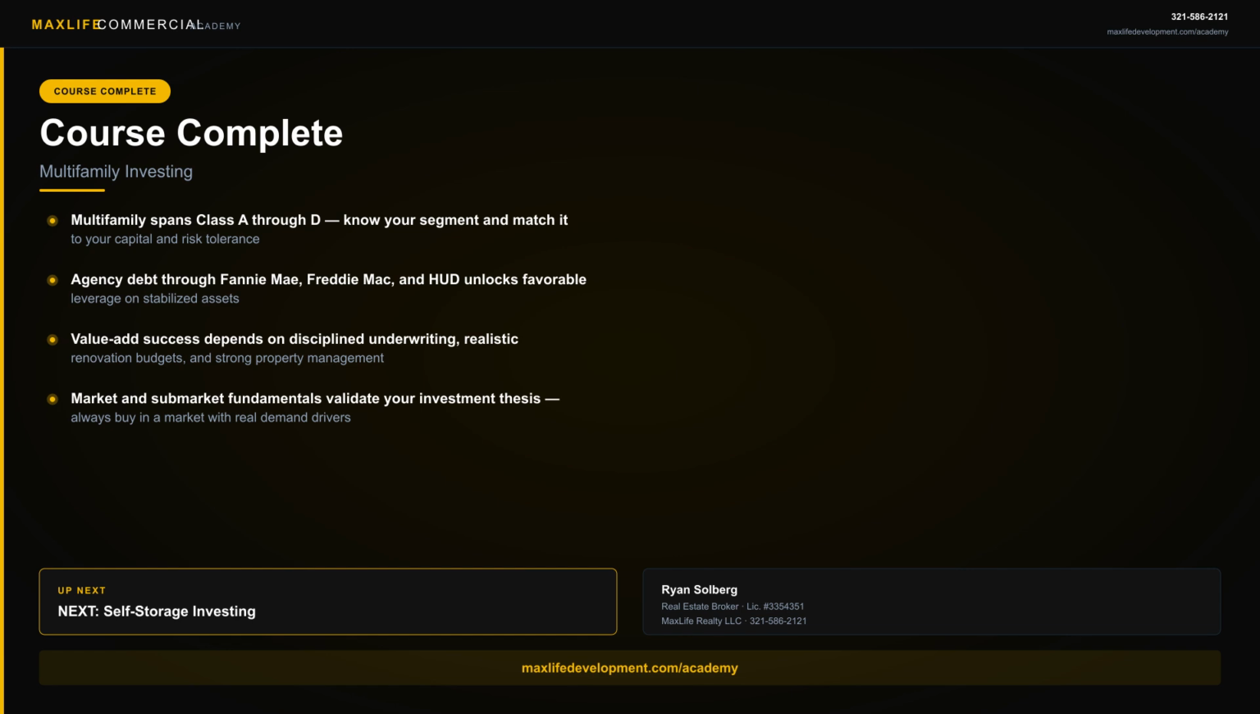That wraps up Course 14, Multifamily Investing. You now have the full framework: how to evaluate the multifamily landscape, underwrite a deal from gross revenue to NOI, access agency debt at scale, execute a value add playbook, analyze markets and submarkets, and structure deals at every size from a duplex to a 200-unit community.